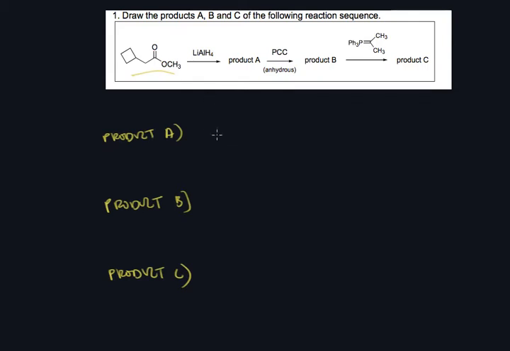But anyway, with problem number 1, it says draw the products A, B, and C for the following reaction sequence. So you're starting with an ester and you're reacting it with lithium aluminium hydride. And lithium aluminium hydride is a pretty strong reducing agent. It forms these hydride anions that nucleophilically add to the carbonyl compound and will reduce an ester to an alcohol. So this is the product of that reaction. You've got 2 hydrogens that were added on from the lithium aluminium hydride in this terminal alcohol.